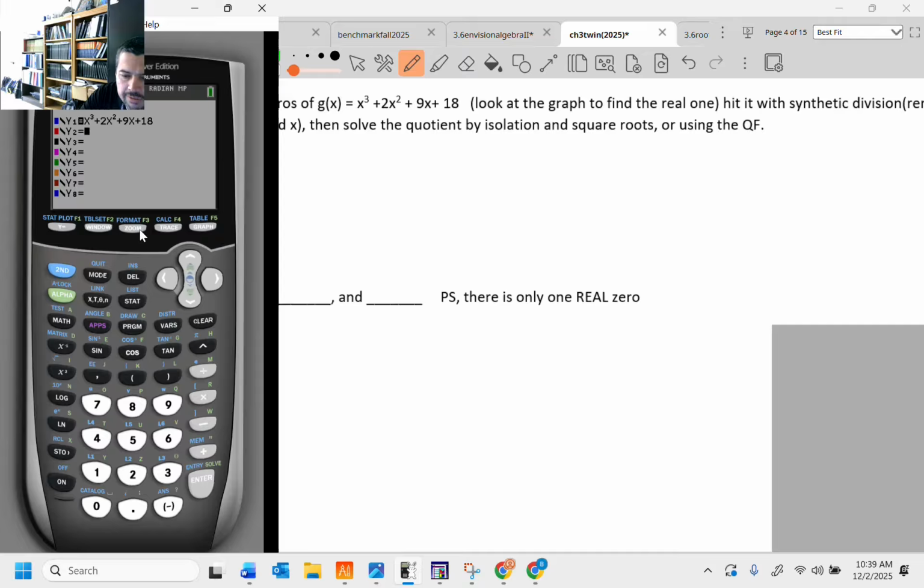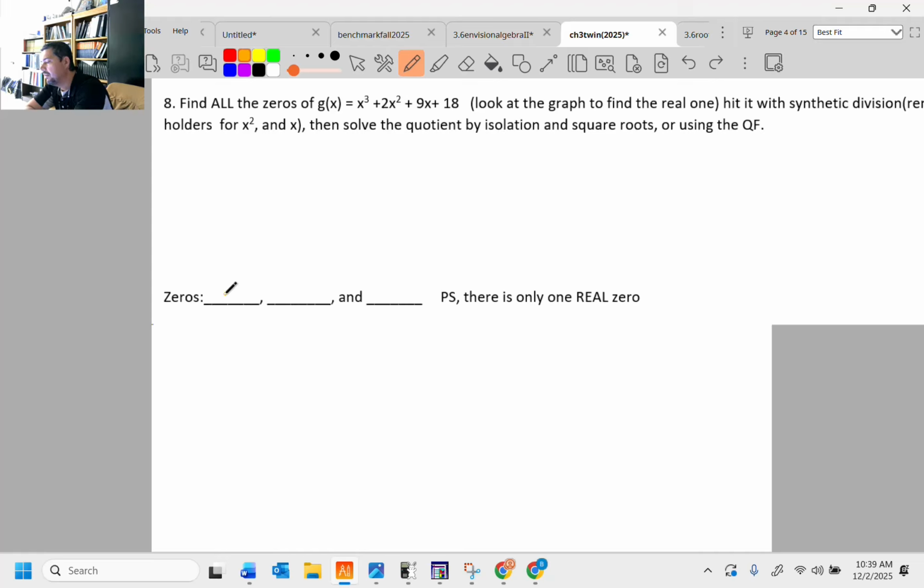You don't have to have a 0 in y2, but maybe. We'll just put it there just in case we have to use the intersect feature. So you were trained to do a zoom 6. So there is one nice answer. It's right there at -2. You see it? X equals -2. So from the graph, the zero is -2. And we're going to do a little synthetic division with that.